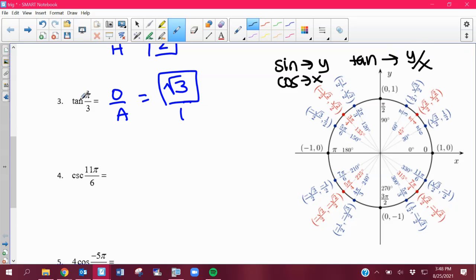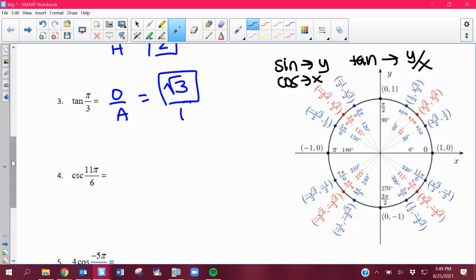So if I wanted to find the tangent of pi over 3, I'd go to pi over 3 on the unit circle, and I would take the y coordinate divided by the x coordinate. And that works for any of these. I know it might seem faster, but I forget my unit circle all the time. So no shame if you don't remember your unit circle.